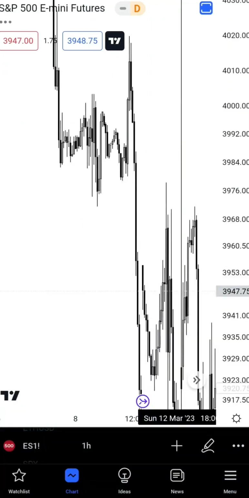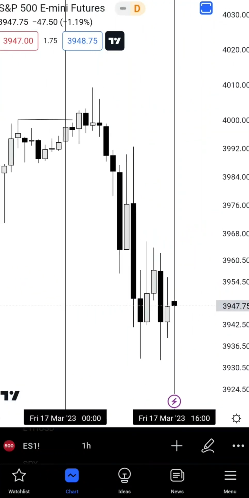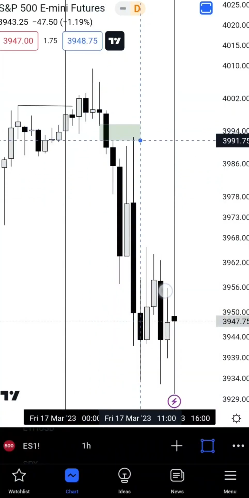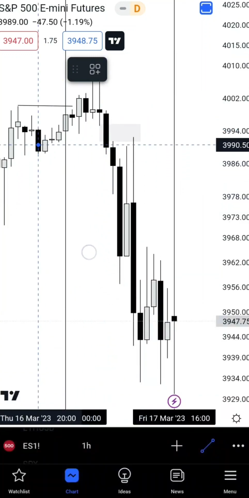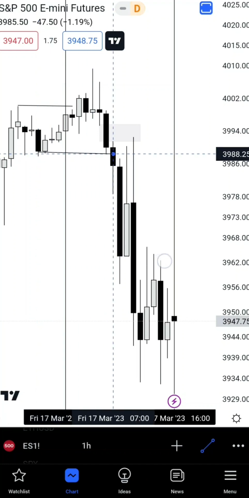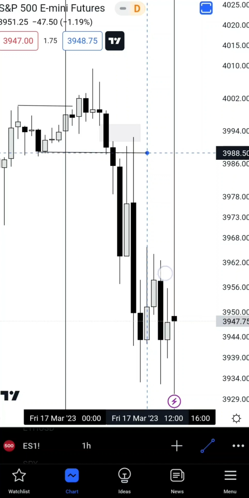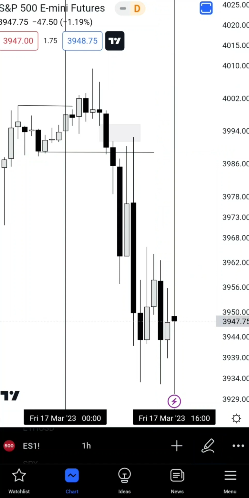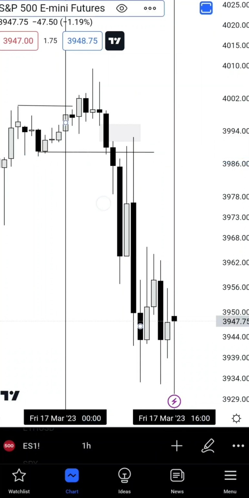So I forgot to mention that after this decline we had produced an hourly fair value gap right here. And a breaker. So we have the famous unicorn model. I don't like those names. I like to have a simplistic, basic, bare bones approach. None of that nonsense. Doesn't resonate with me.